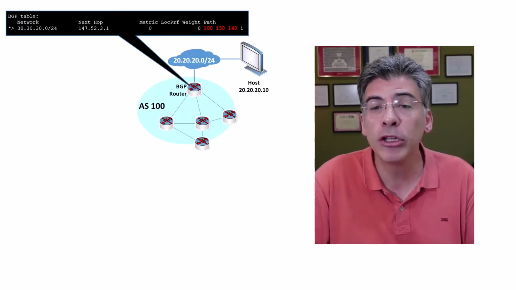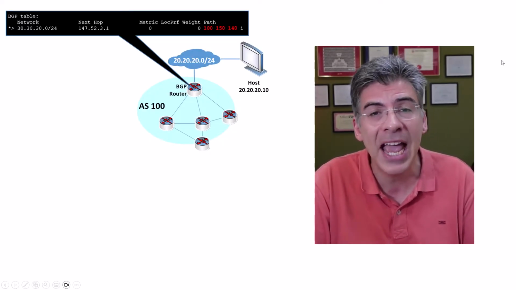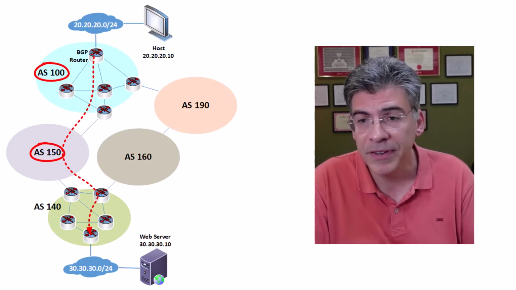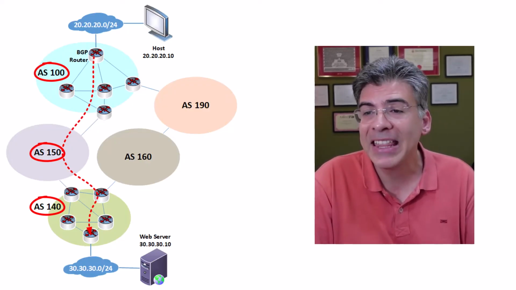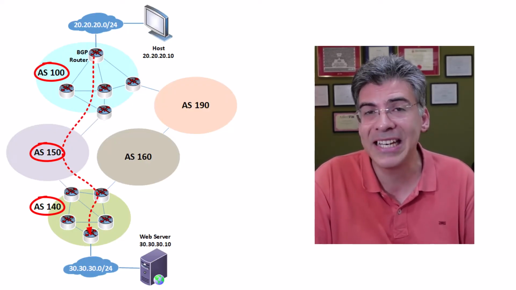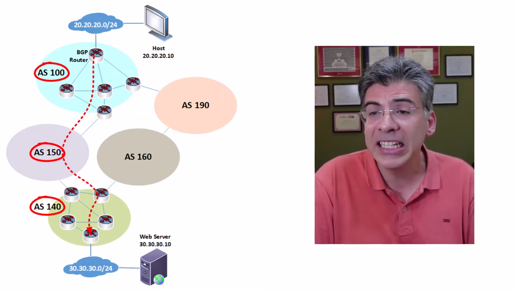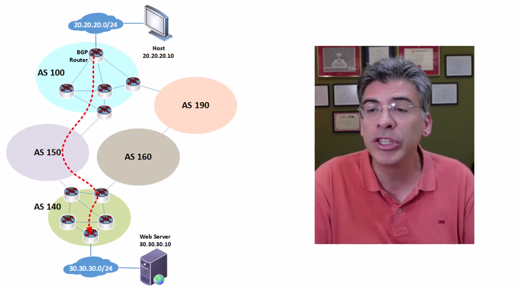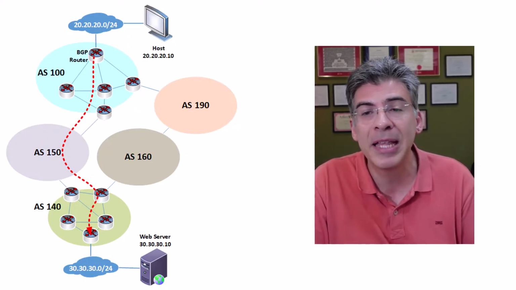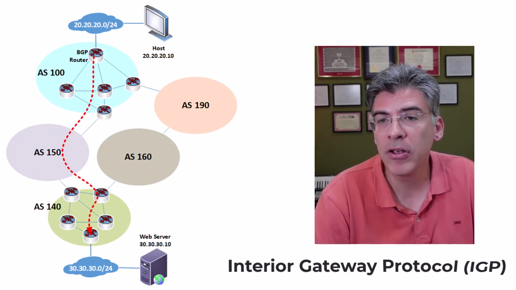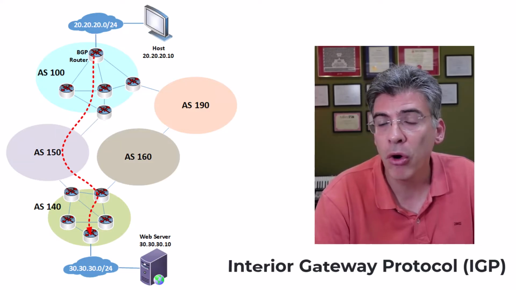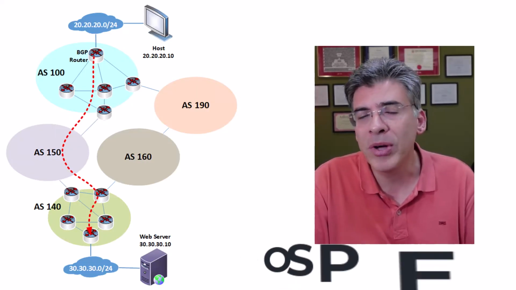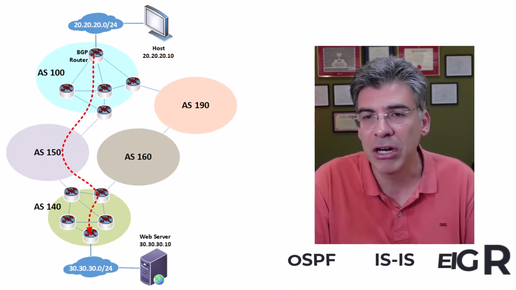Now, what does that path look like physically on the network from end to end? Well, it's a path that goes through ASs 100, 150, and 140. And that path indicates how to get to the destination AS. Even though the line in the diagram seems to go through particular routers within ASs, typically BGP will not be responsible for how routing takes place within an AS. That task falls to an interior gateway protocol, or IGP. These are the more conventional routing protocols we know about, which include OSPF, ISIS, and EIGRP.